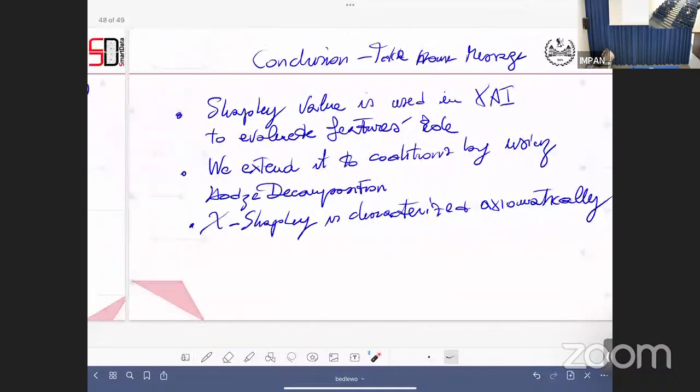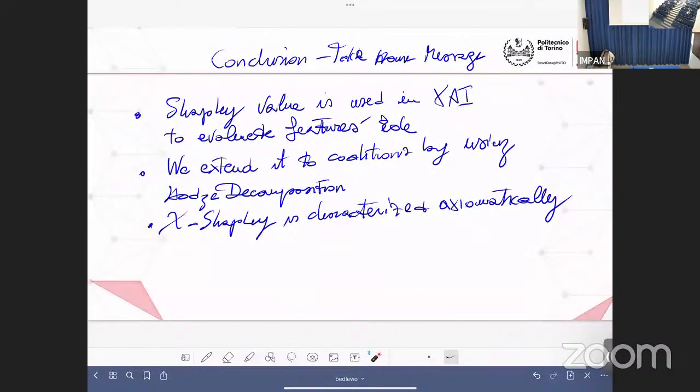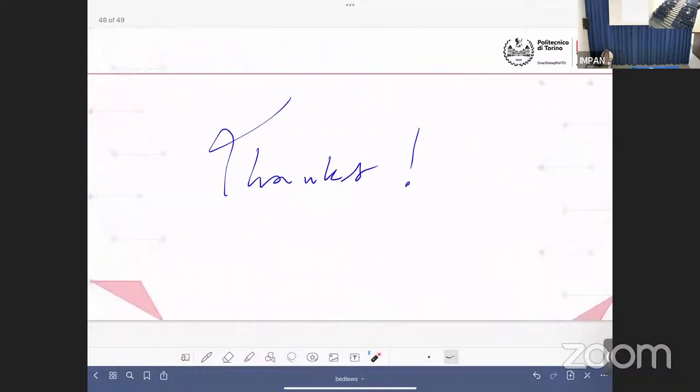This is one thing we want to go on with. And then I think I have finished, or not. No, I have already said this. Sorry, I'm a disaster. I always anticipate the slide. So, okay, thanks.